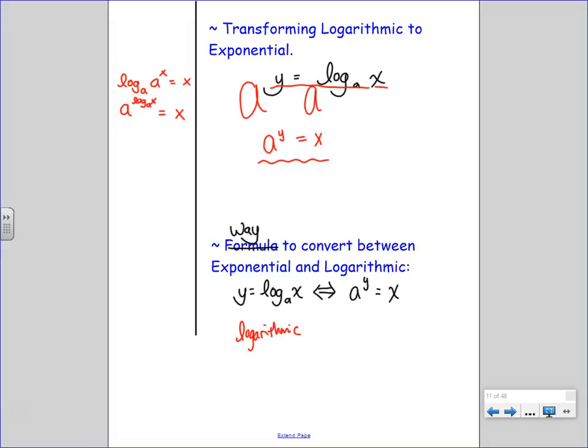And who's this? Exponential form. So I can go back and forth between the two, yeah? I can go from a logarithmic form to an exponential form, or if I don't like the exponential, maybe go back to a logarithmic.